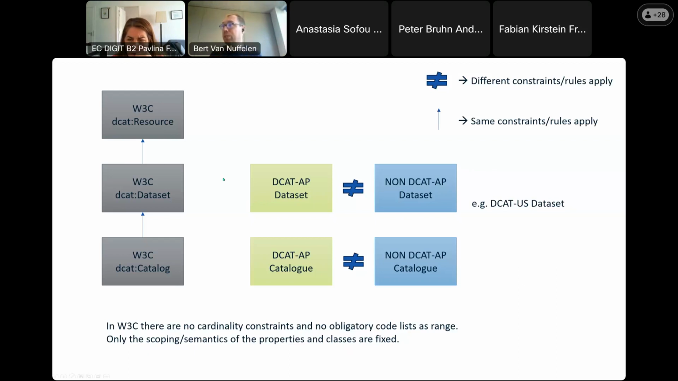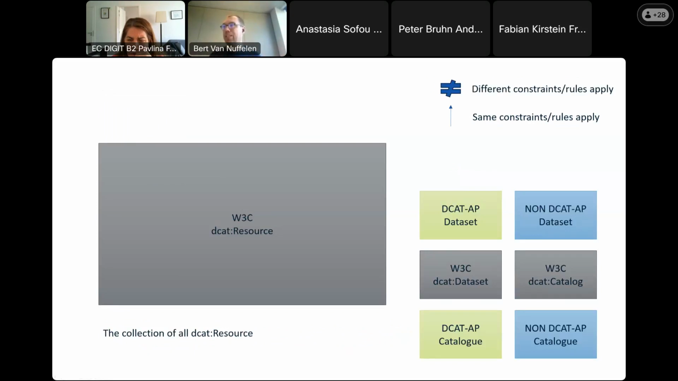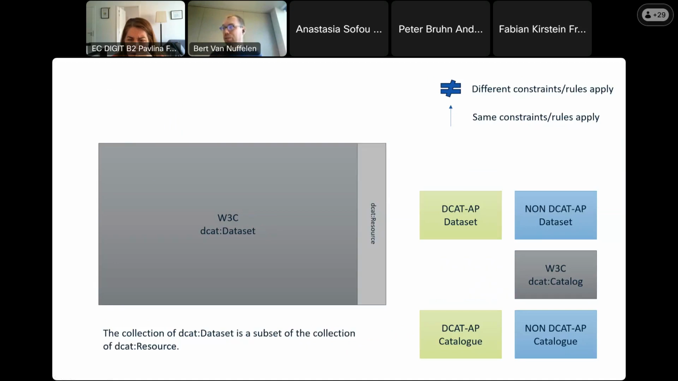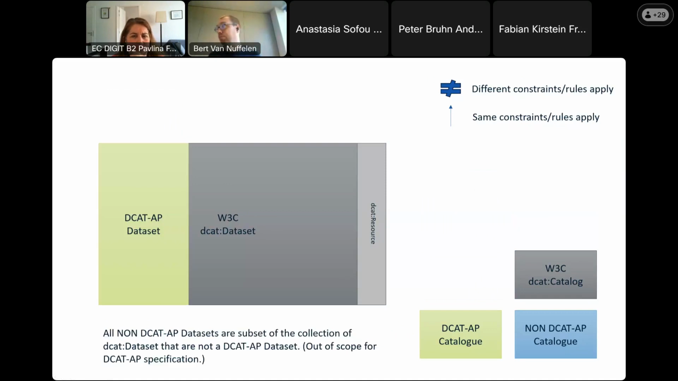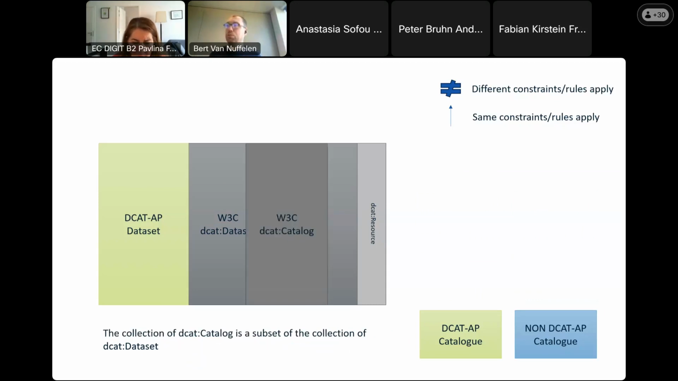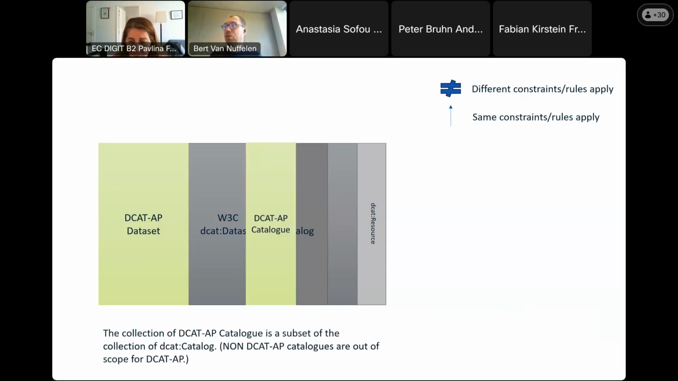If we start reading it, for all the W3C DCAT resources, so all the possible resources that we can have, some of them are DCAT datasets. Some of them are not. From those that are DCAT datasets, if we take a subset, they are DCAT-AP datasets, and there are a few that are not, or perhaps there are none. We don't represent them in this diagram, so we remove them. Then for the DCAT catalogs, there's a subclass, another categorization, and it's not overlapping, or mainly not overlapping, with DCAT-AP datasets. It's not our intent. And DCAT-AP catalogs are a subpart of this DCAT catalog.